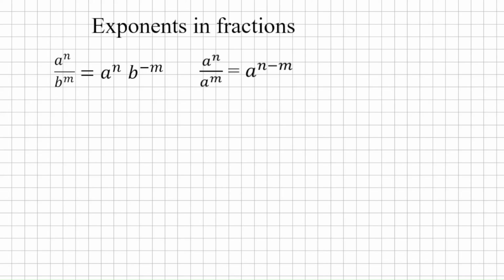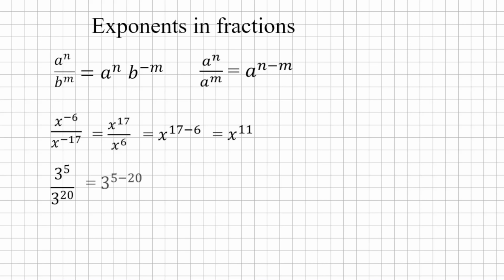When we have a negative exponent in the numerator and a negative exponent in the denominator, we can flip the fraction and make the exponents positive. So in this example, the result is x raised to the power of 17 minus 6, or x raised to the power of 11. 3 raised to the power of 5 divided by 3 raised to the power of 20 is simply 3 raised to the power of 5 minus 20, or 1 divided by 3 raised to the power of 15.